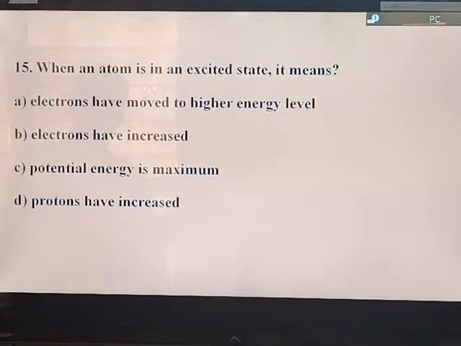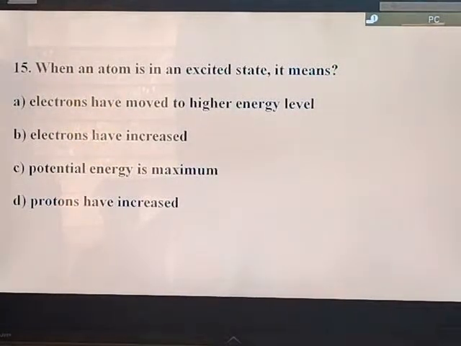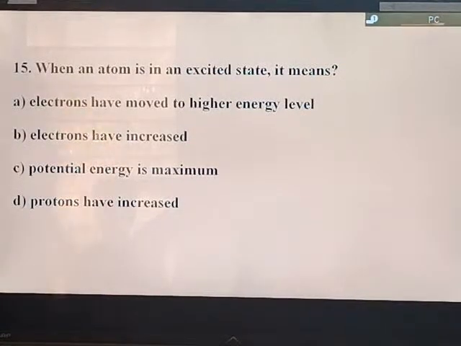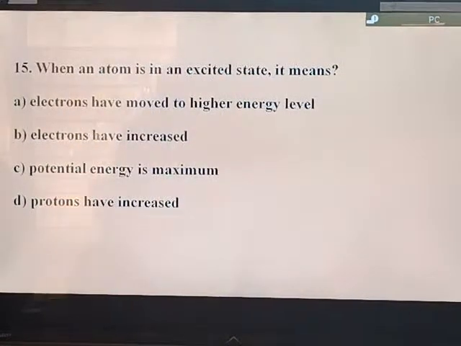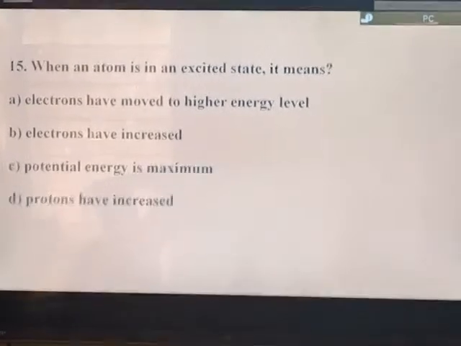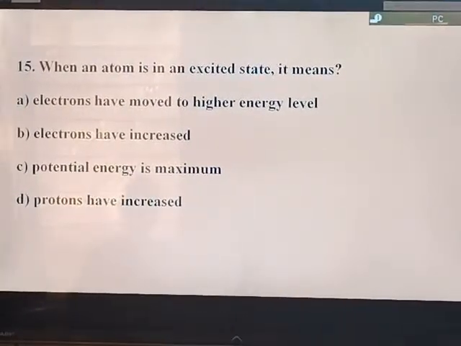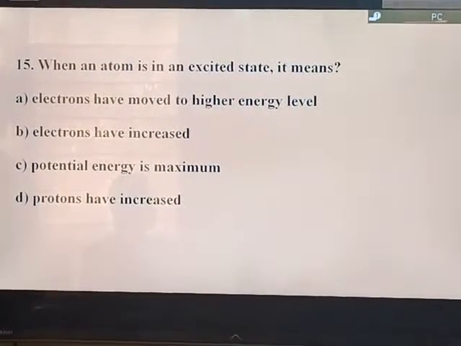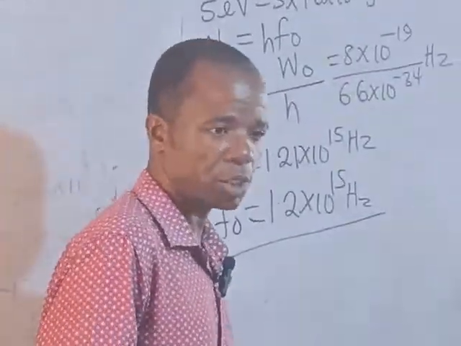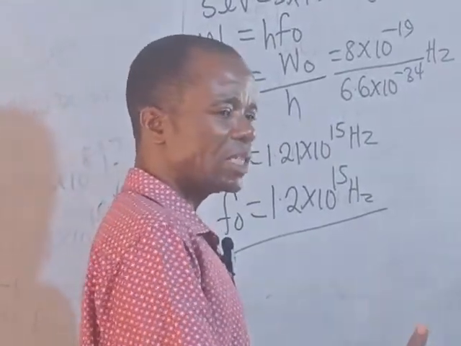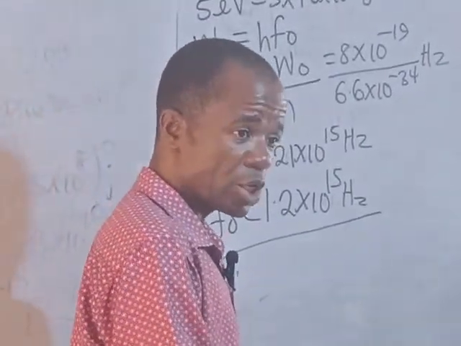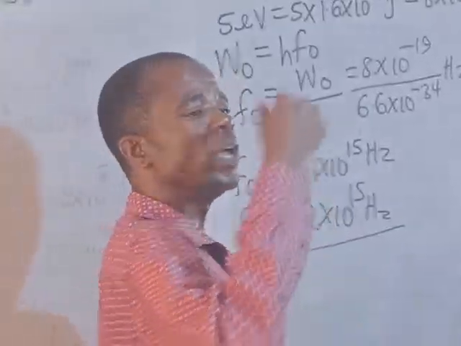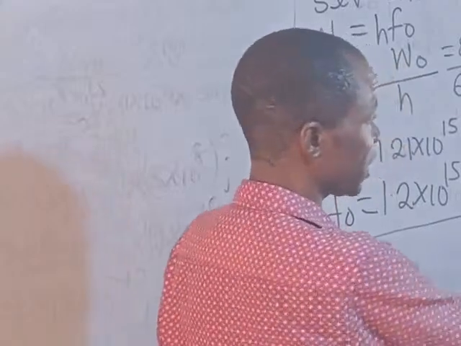Okay, so let's look at number 15. Number 15 says, when an atom is in an excited state, it means A, electrons have moved to higher energy level. B, electrons have increased. C, potential energy is maximum. And D, protons have increased. When you see the word excited state or excitation, even by definition, excitation is the process whereby an electron absorbs or gains energy and moves from a lower energy level to a higher energy level.